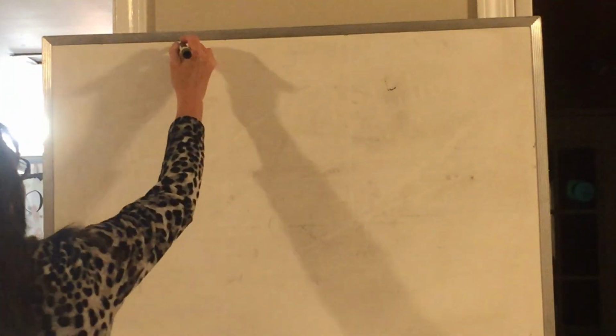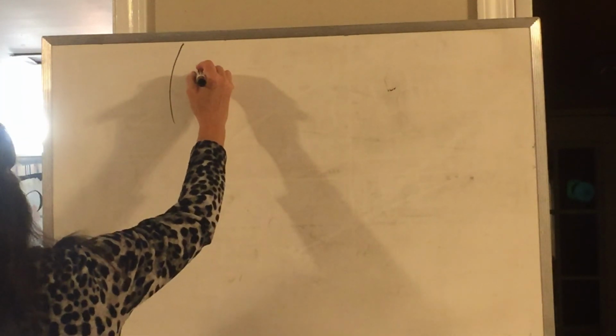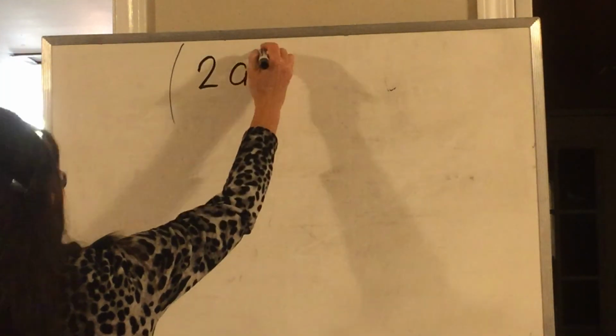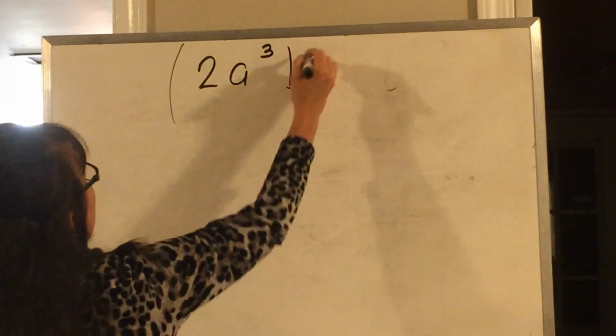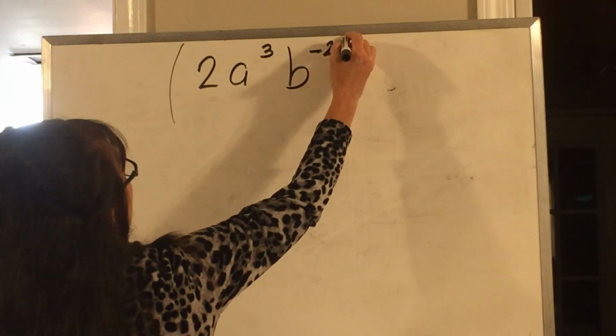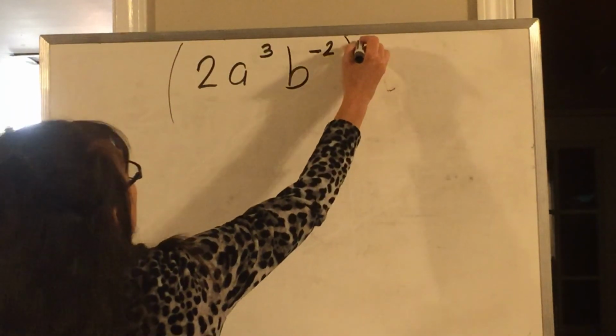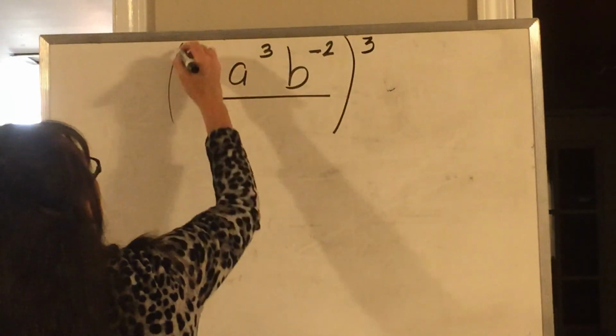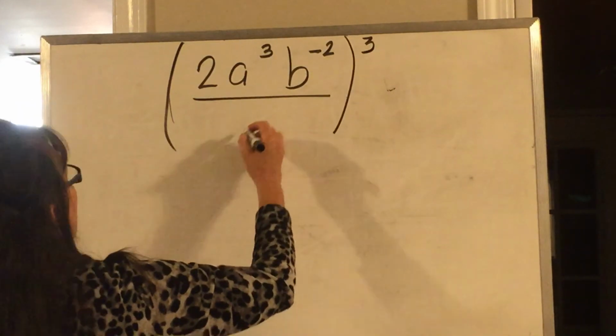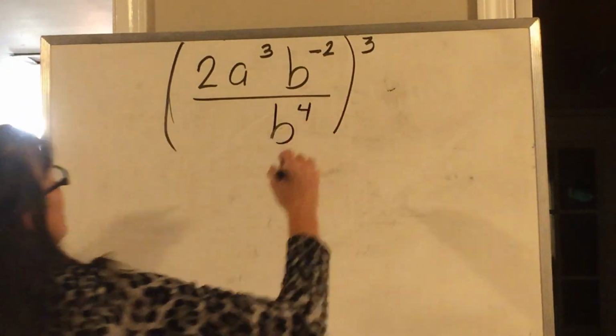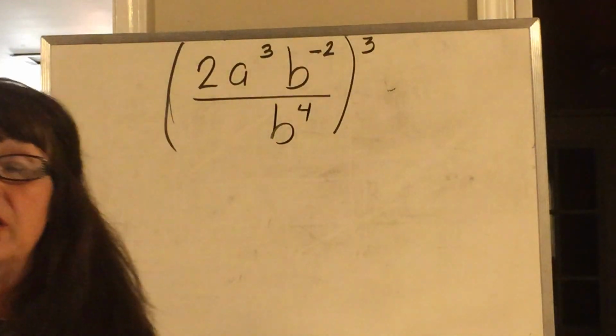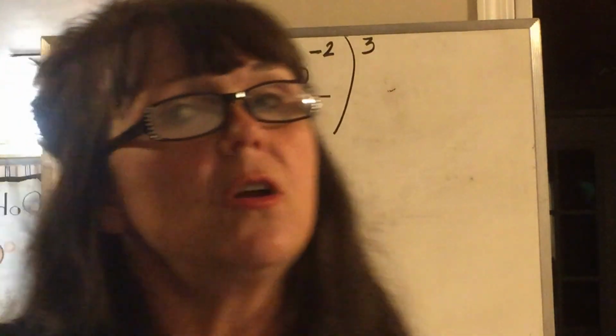Good thing I keep my handy dandy notebook really close and organized. It's all in order. So this was actually lesson 15, number 7. And it looked like this. Open parentheses, 2a to the third, b to the negative 2, close your parentheses, raised to the third power, divided by b to the fourth. Boy, it's been a while since we've worked one of those exponent rules. So here we go.